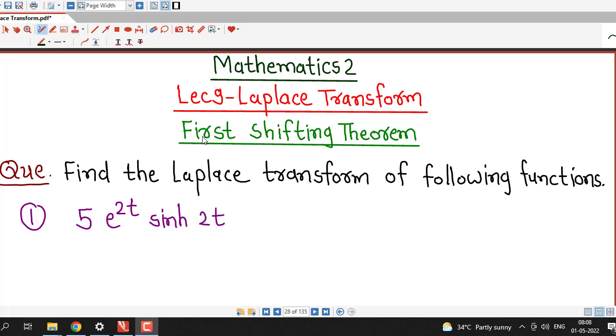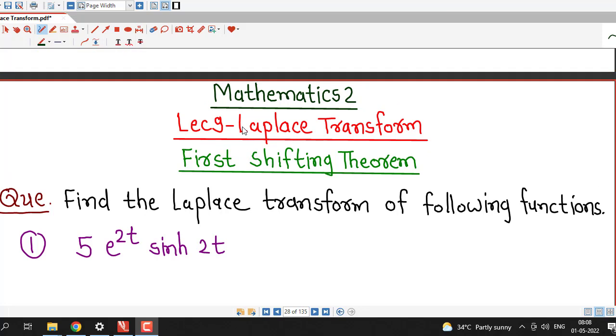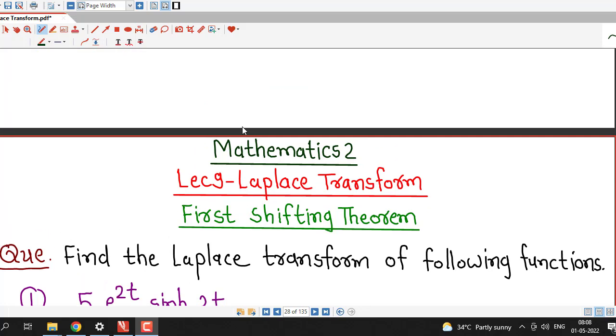Hello friends, I welcome you in lecture number 9 on Laplace transform. In lecture number 8, we have discussed the first shifting theorem. So let us just recall what the first shifting theorem is.